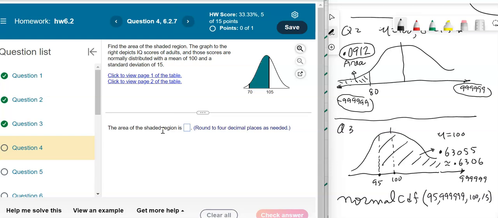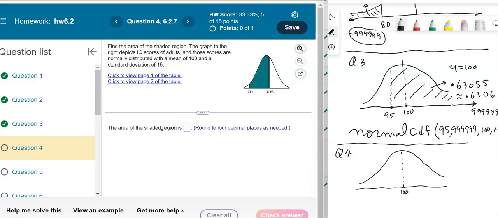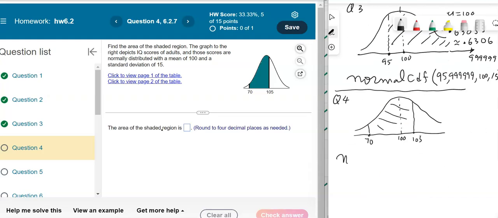Next one is question number 4. When you find the area, always the middle is the mean. This is 100. They want you to find the area between 70 and 105. This one's easy because they give you normal CDF again, and then lower is 70, upper is 105, mean is 100, standard deviation 15.